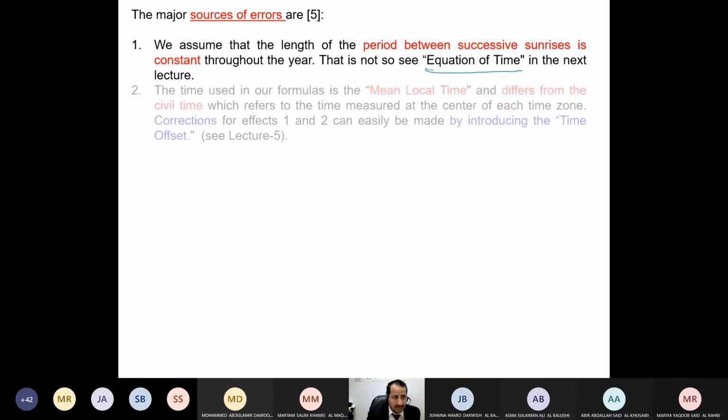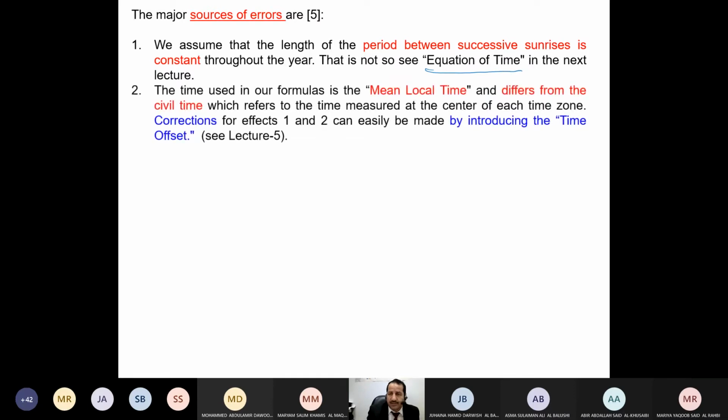I will talk about it and give an example. The other issue is that we use mean local time. Mean local time, I mean, our watch here. We use the time as an example. Now it is 10 past 9, around 10 past 9. This is not accurate time. This is approximate time. Why?